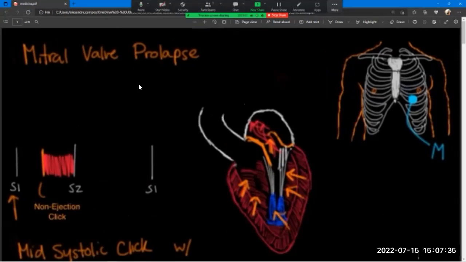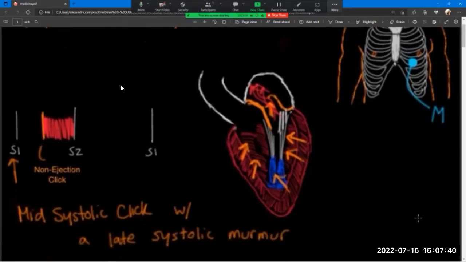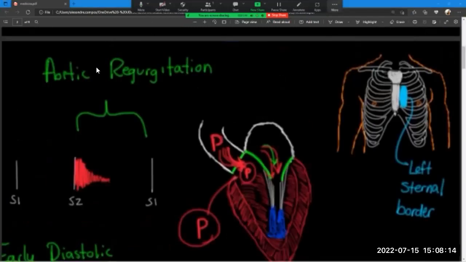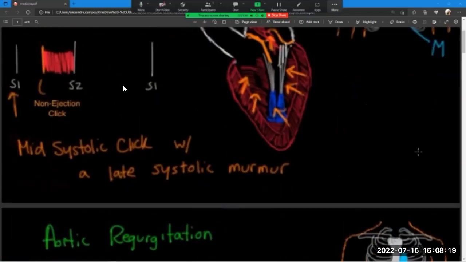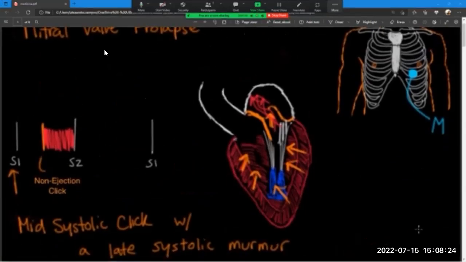So that will be a closing problem. So that's a stenosis. No, stenosis is an opening problem. Regurgitation. Yeah, regurgitation, as you can see here, is coming back. So yeah, it's a closing problem. And stenosis is an opening problem. So here, that's an opening problem.